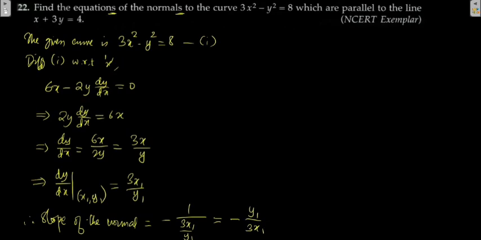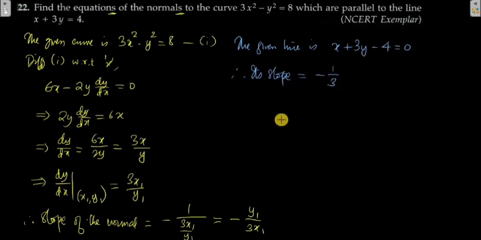Now as per the question, the normal is parallel to the given line, which is x plus 3y minus 4 equals to 0. So this is the given line. Therefore its slope will be equal to, all of you know, minus a by b. A is 1 and b is 3. So this is the slope.